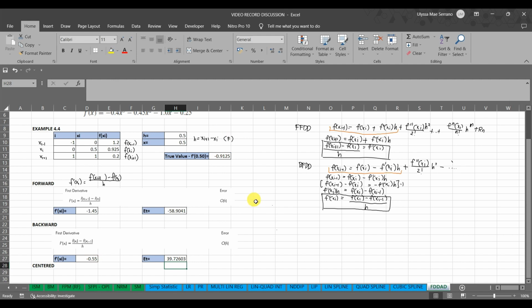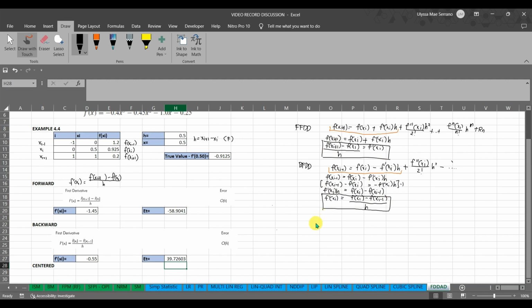So now applying the centered finite divided difference. The value that we'll be having will be for the centered finite divided difference. So we will use here the function of x sub i plus 1 will be equal to the function of x sub i minus 1 plus 2 multiplied by the first derivative of the function at x sub i times h plus 2 times the third derivative of the function at x sub i all over 3 factorial times h cubed until the nth term. So that will be the equation that we'll be using.